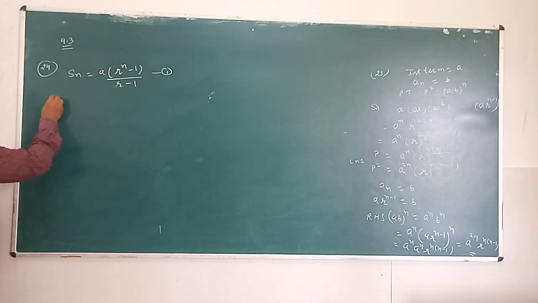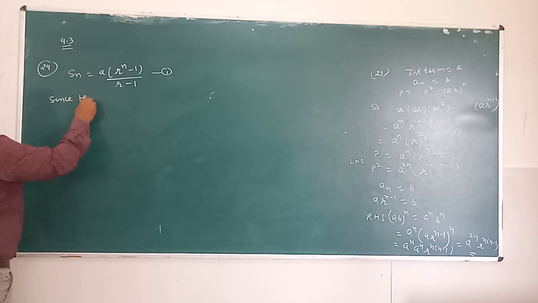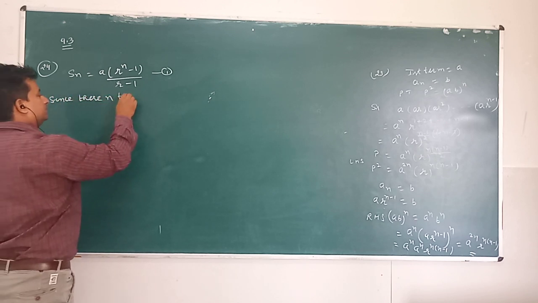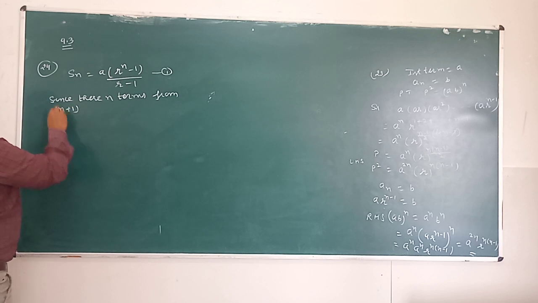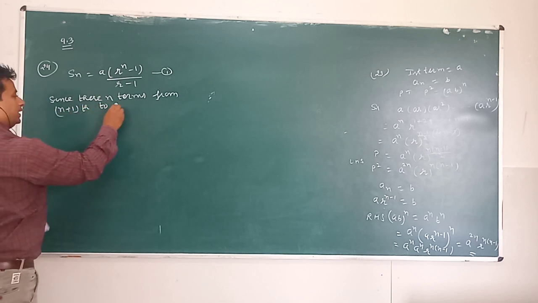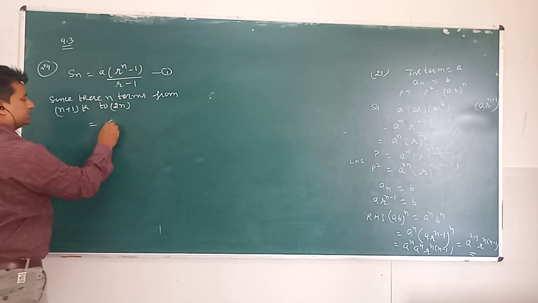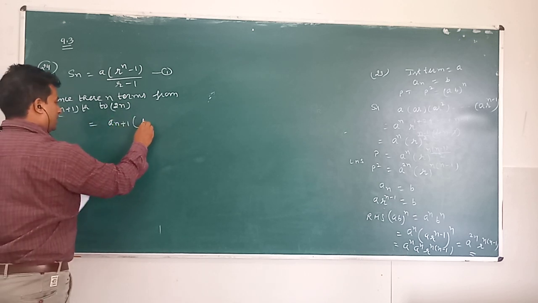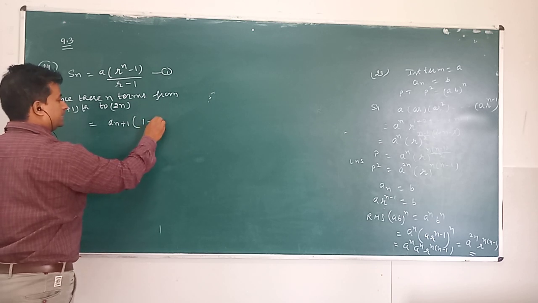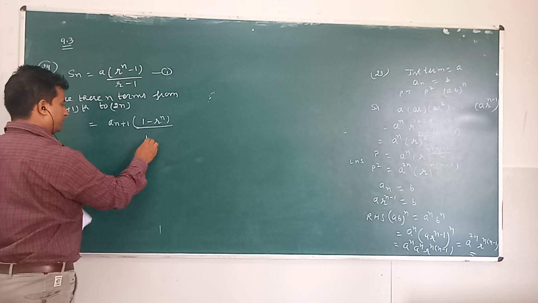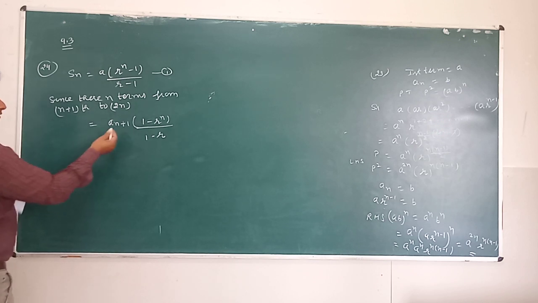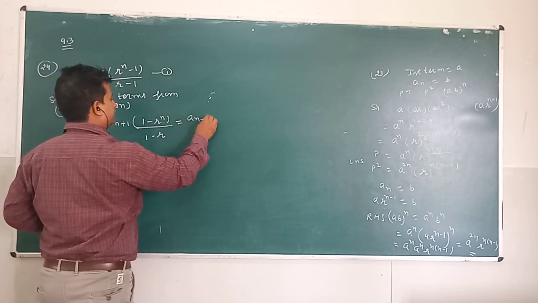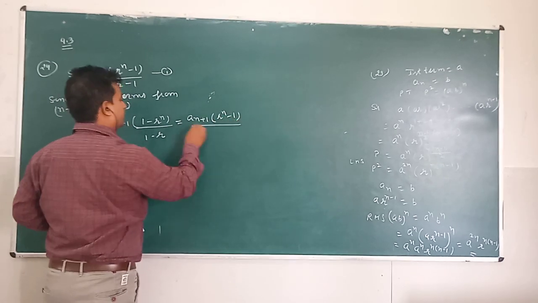Since there are n terms from n+1 to 2n, the sum of these terms is a_(n+1)(1 − r^n)/(1 − r), where a_(n+1) = ar^n. This is the sum of these terms. So in this we take minus common, so this is ar^n (r^n − 1)/(r − 1).